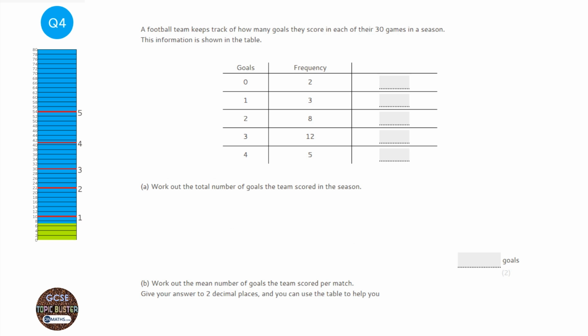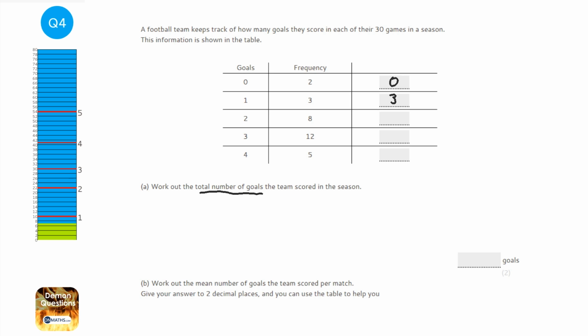Okay, so this is a football team's 30 games and how many goals they scored in them. And it asks us for the total number of goals the team scored in the season. So in 2 of the matches, they scored 0 goals. So the first box, they haven't got any goals at all. In 3 of the matches, they scored 1 goal. So they've scored 3 goals in those 3 matches.